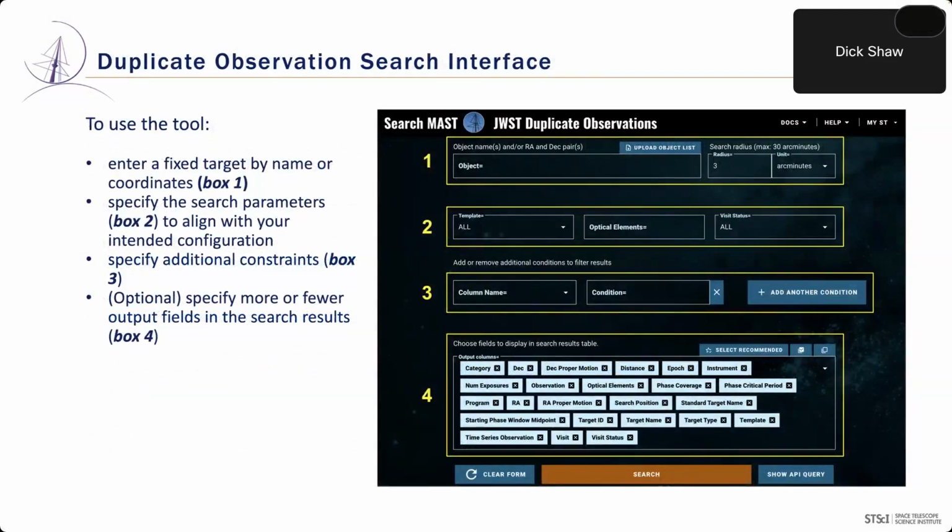So here's a screenshot of the interface with some annotations on it, boxes labeled 1 through 4. Basically, it's pretty simple. You search for a named target or a set of coordinates with a search radius. You specify the search parameters that align with your intended configuration, and then specify additional constraints, which we'll talk about here in a moment. The fourth box will show you the fields that are in the results table you're going to get. These are the fields that will be displayed there. There are more fields available, and you can pick them or you can delete some, depending on what you're looking for.